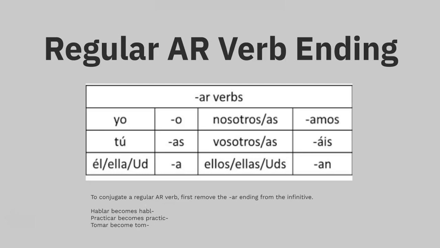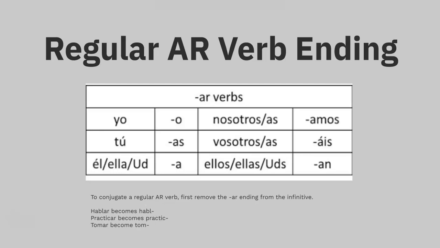So here we have our set of conjugations for AR verbs. We have yo, which means I. That's showing that I'm doing the action of the verb. For our AR verbs, that's going to end in an O. Tú, which means you, is going to be an AS ending. Él, ella, and usted is going to be an A ending.